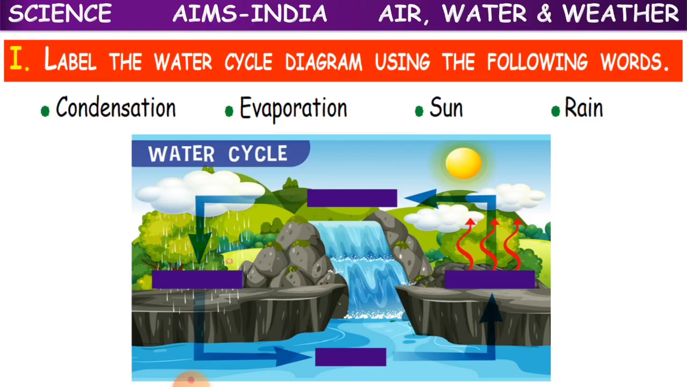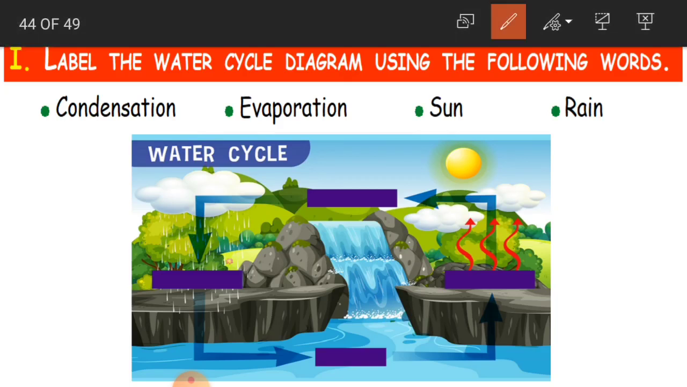Here, if you see, you have got the water cycle diagram. Now, we have to label it, and the words are given here. So, condensation. Where is condensation? Condensation, then evaporation, sun and rain. We'll start from evaporation. So where the water is there here.